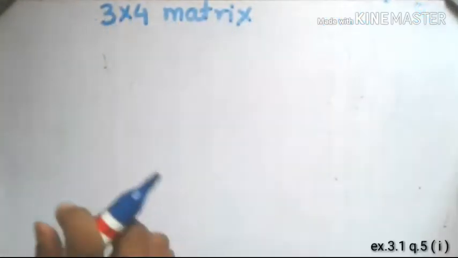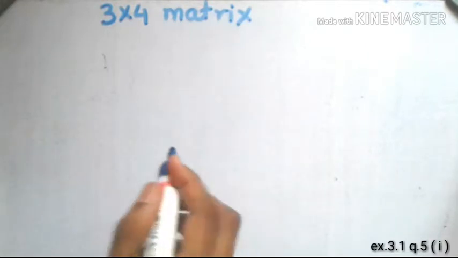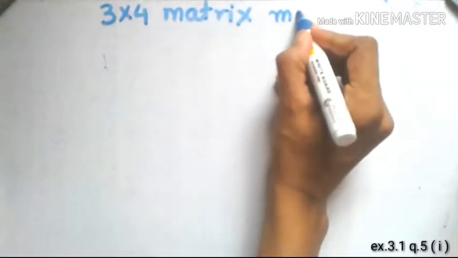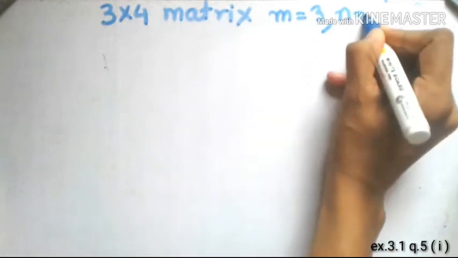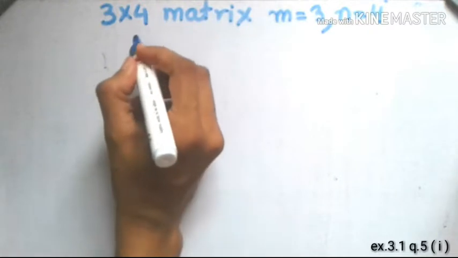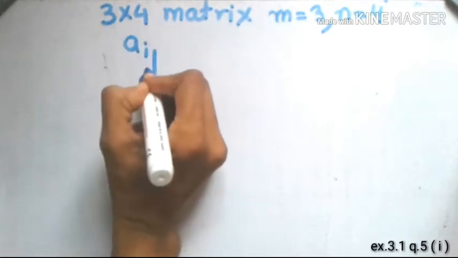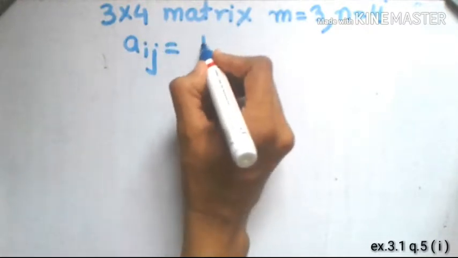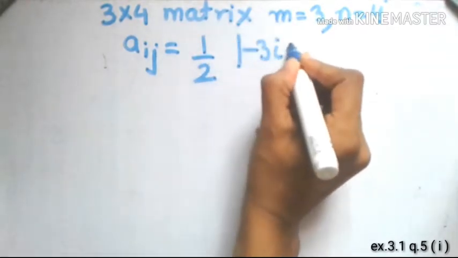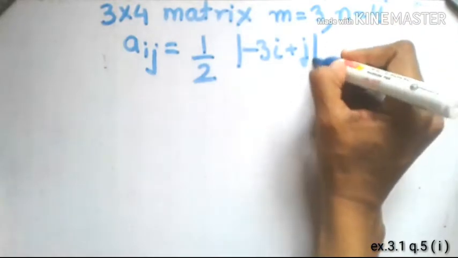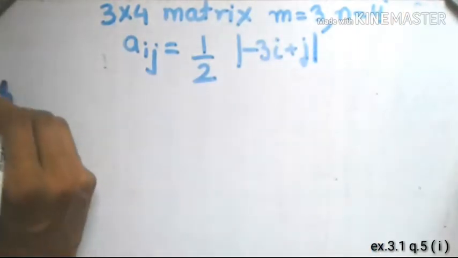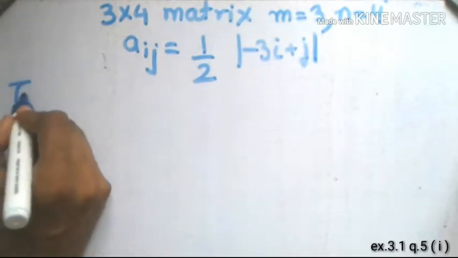So in this question again, let's write what is given to us. It's a 3 by 4 matrix. So m is equal to 3 and n is equal to 4. We are given the formula to be used to find the matrix element. Aij is equal to half into modulus of (minus 3i plus j). So this is my formula. This is the given data. What do we have to find? We have to find the matrix elements.